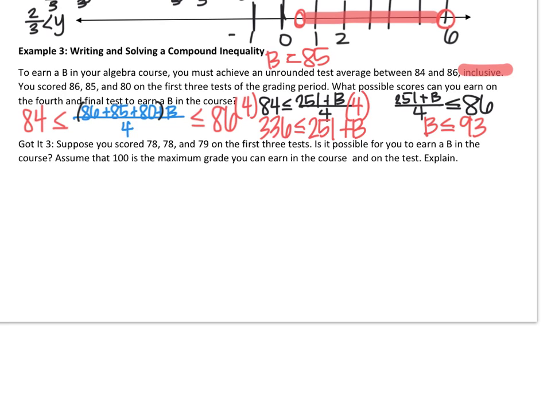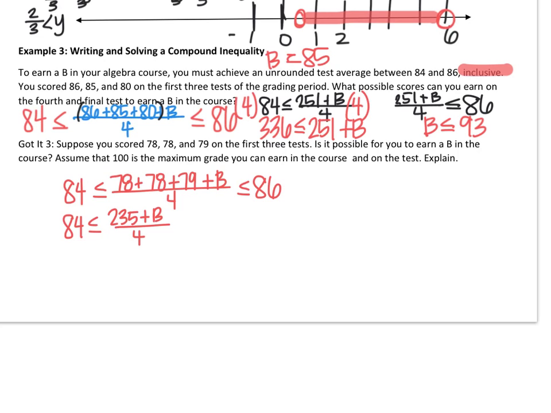Suppose you scored 78, 78, and 79 on the first 3 tests. Is it possible for you to earn a B in the course? So your test average has to be between an 84 and an 86 inclusive. So I'm still going to do 84, and we're going to do 78 plus 79 plus B over 4, and then less than or equal to 86. We're going to do it the same way we just did the other one. So I'm going to go ahead and add 78, 78, and 79, and that gives me 235.